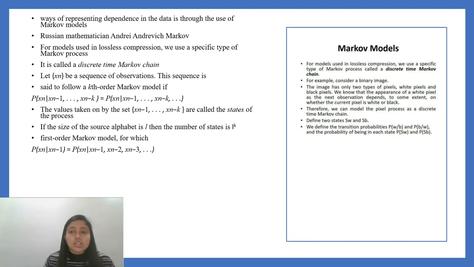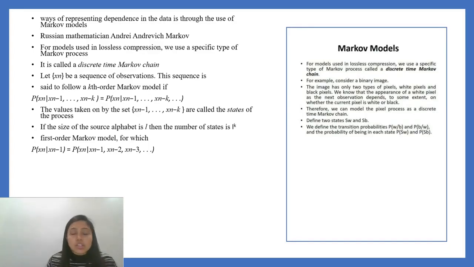If I talk about the Markov model, we have also heard about these models. What is a Markov model? A Markov model is actually used to tell about a specific type of dependence. It is used to represent the ways of dependence in the data. We are looking at how one specific piece of data is dependent on other data, and how it is used to predict the very next state. It was invented by the Russian mathematician Andrei Andreevich Markov.